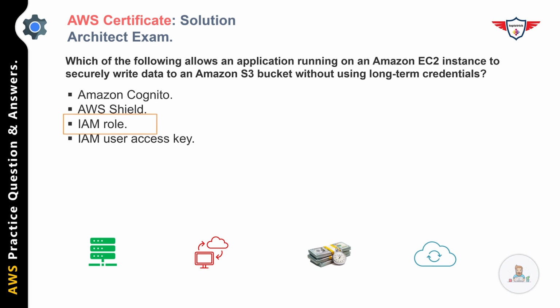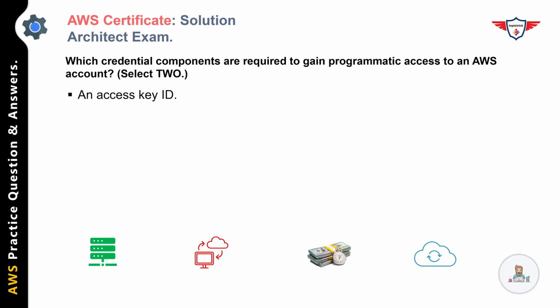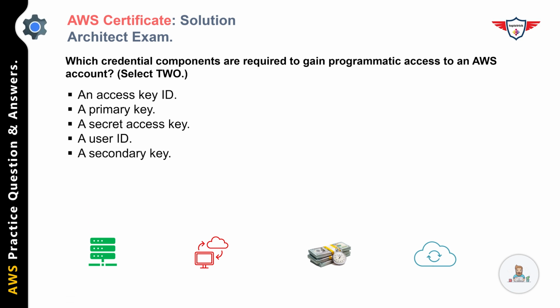Which credential components are required to gain programmatic access to an AWS account? And you have to select two correct answers. And your options are an access key ID, a primary key, a secret access key, a user ID, and a secondary key. The correct answer is an access key ID and a secret access key. And both of these credential components are assigned to an AWS user.